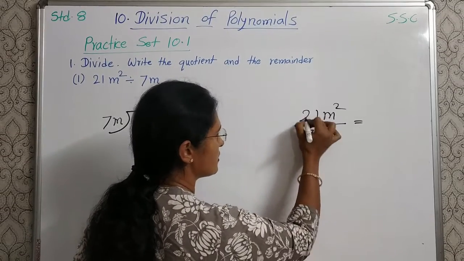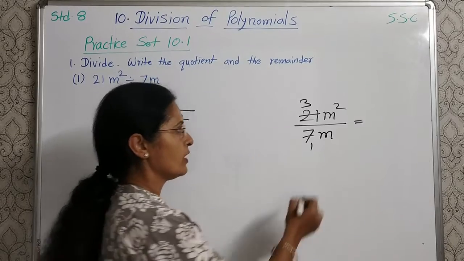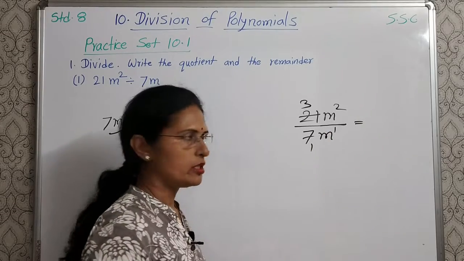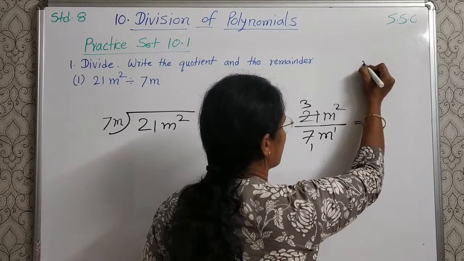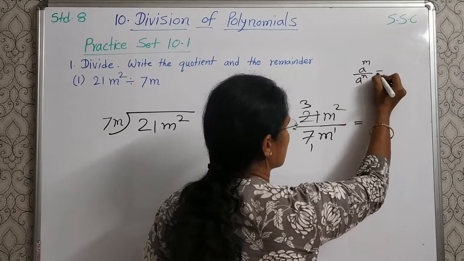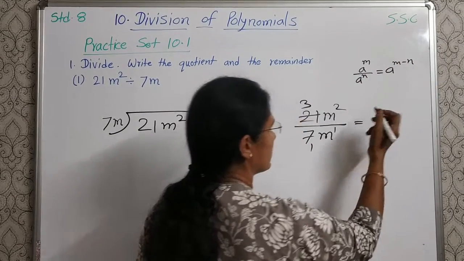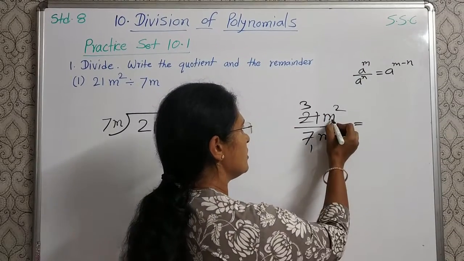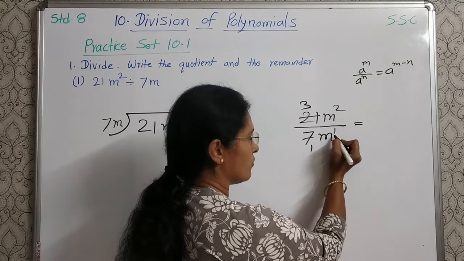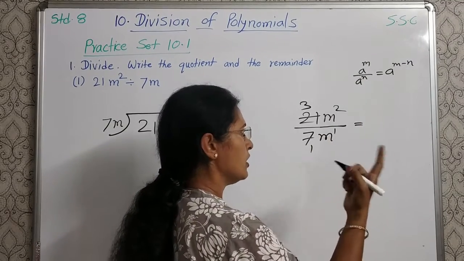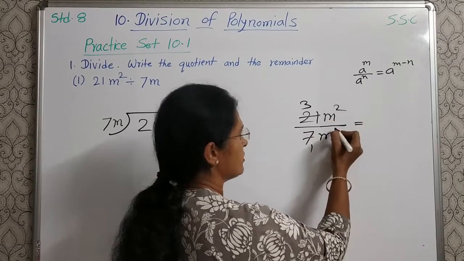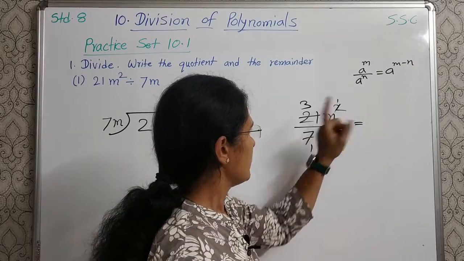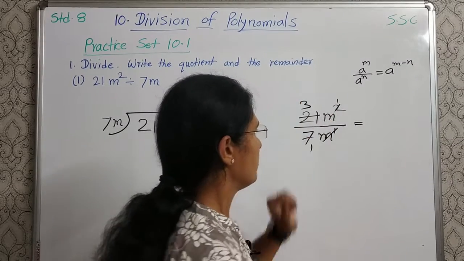Now here 7 ones are 7, 7 threes are 21, and here m square by m raised to 1. Using the laws of indices, you know that a raised to m by a raised to n is equal to a raised to m minus n. So when the bases are the same, we subtract their indices. So here m raised to 2 and here m raised to 1. So 2 minus 1 is 1, that is m raised to 1, it means it is m only. So here this will get cancelled and m raised to 1. So the quotient is 3m.